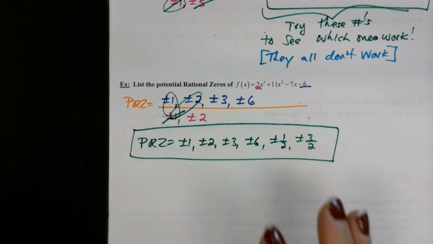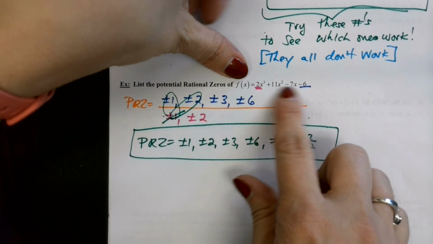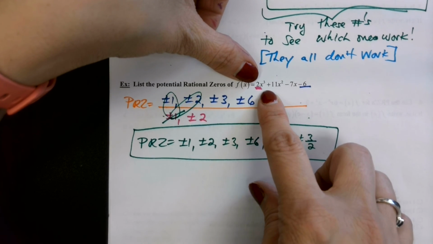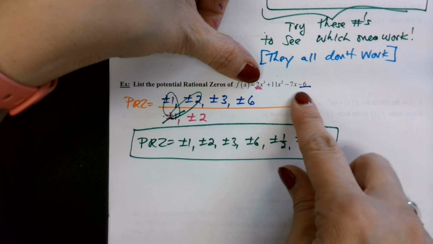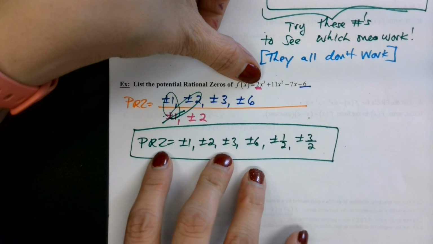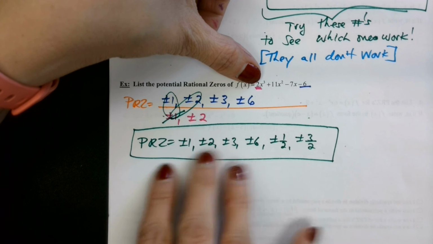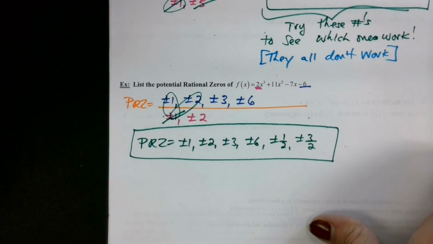These numbers might work. If I were to start factoring this, start trying some factors, should I try the number 7? No, 7 is definitely not going to work. You only want to try numbers from this list.